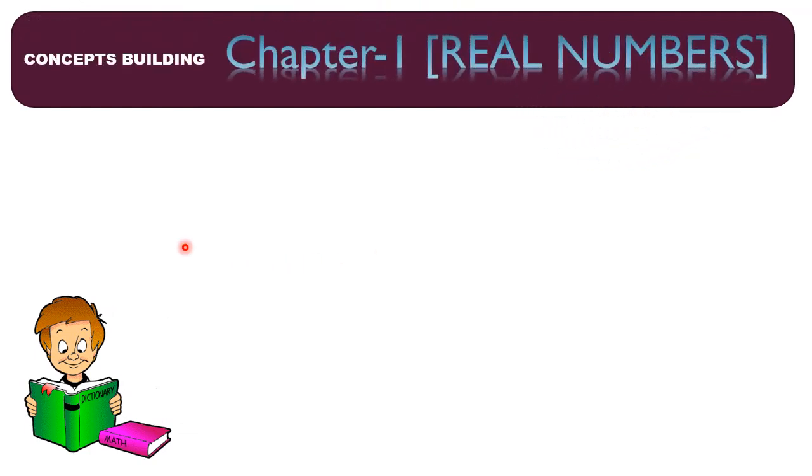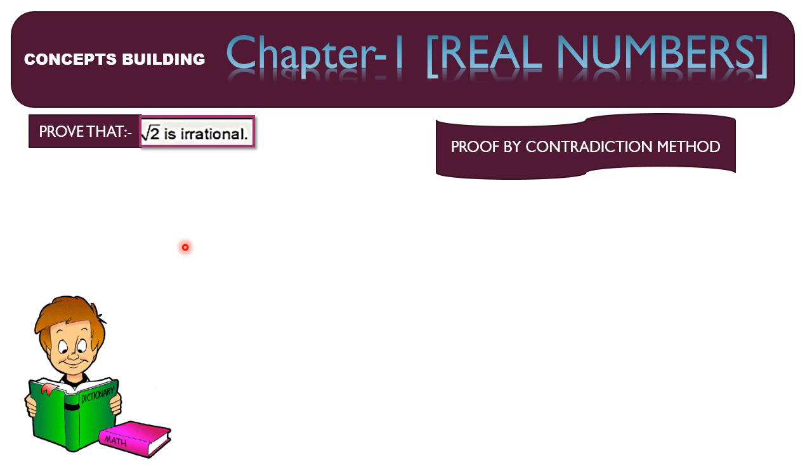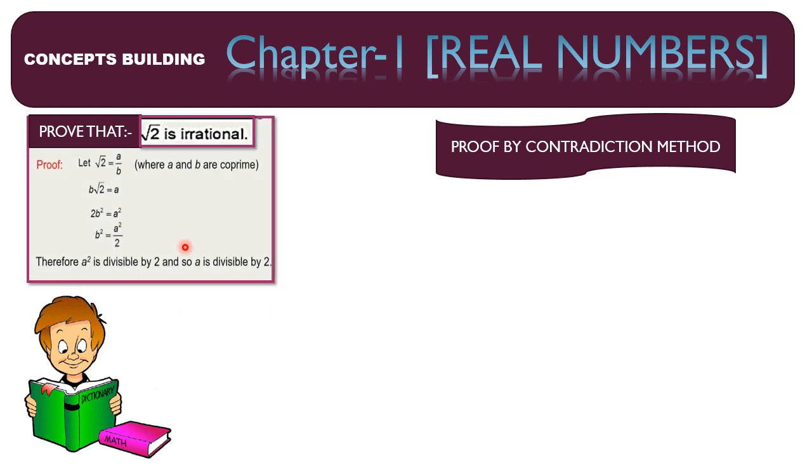Now students, we will discuss a most important concept from this chapter, that is how to prove root 2 is an irrational number. You know very well we used to prove by contradiction method. So basically here we have to just follow 3 simple steps. The very first one is, let root 2 be a rational number, that is a upon b, where a and b are co-prime. Now just do cross multiplication, you will get b root 2 is equal to a. Squaring both sides, what you will get? 2 into b square is equal to a square, which implies b square is equal to a square upon 2, which gives a square is divisible by 2. So we can say that a is divisible by 2 also.